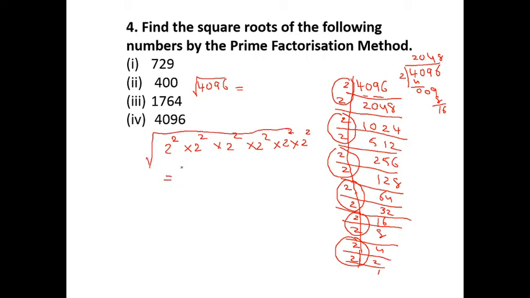So when we come outside, 2 into 2 into 2 into 2, 6 times I have to write. 1, 2, 3, 4, 5 and 6. So 2 2 is 4, 2 is 8, 2 is 16, 2 is 32, 2 is 64. So the square root of 4096 is 64.